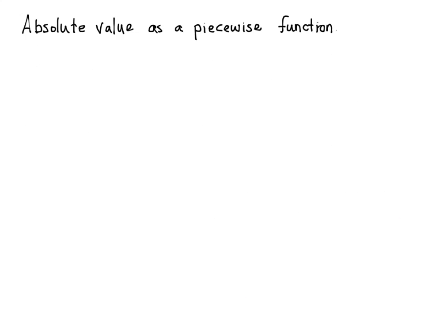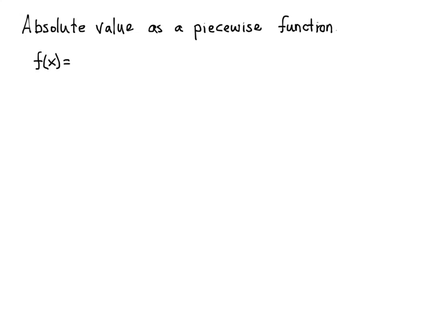Okay, so let's look at this function here. The absolute value, we know what the absolute value is. The absolute value of 5 is 5. The absolute value of -5 is 5. So in other words, we take the size of the number, or we take the distance from the number to 0, or we take the positive value of the underlying number, any of those things.